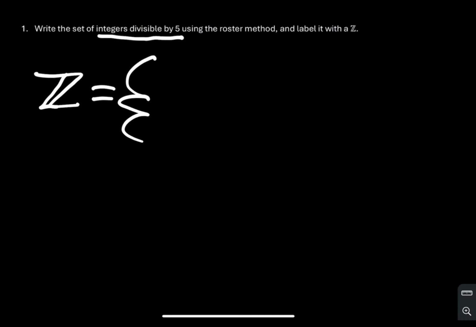Now, an integer is going to be a whole number, whether it's positive or negative. So there are infinitely many integers, and there are infinitely many that are divisible by 5. So how are we going to represent that? There's something called an ellipsis that you can use to simplify a set or a pattern. It's represented by these three little dots right here.